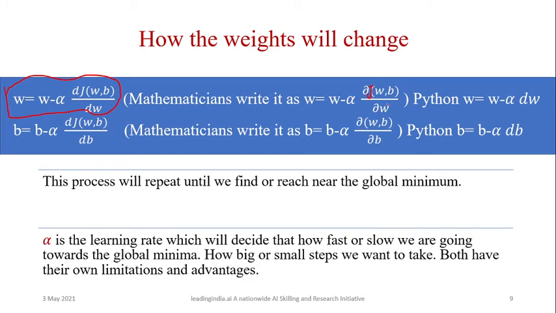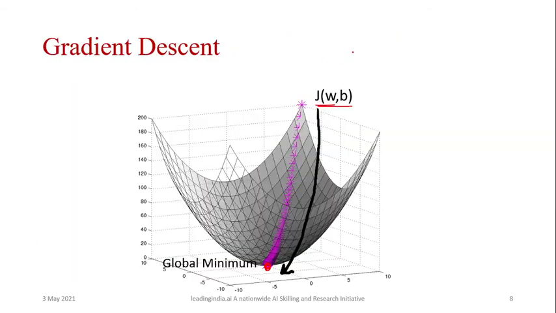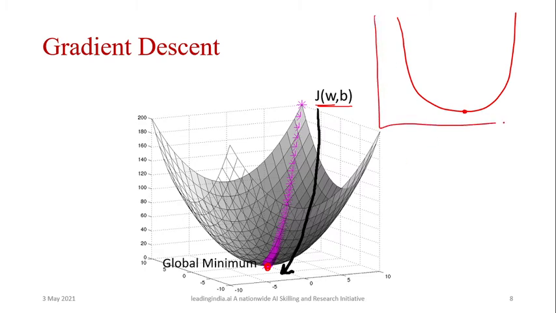In order to understand this, let me go back and draw a graph for you. We have to reach somewhere here. Suppose we have this point. Now, once you are at this point, if you look at dJ(w, b) divided by dw, will this be positive or negative?